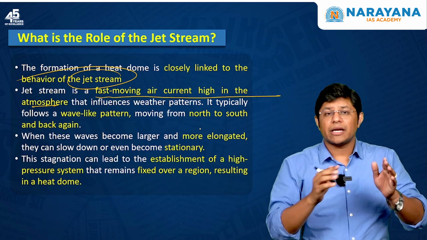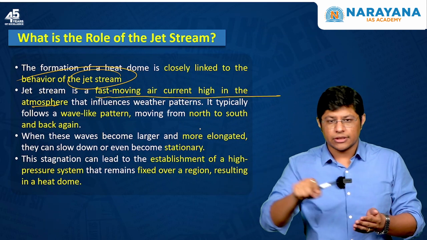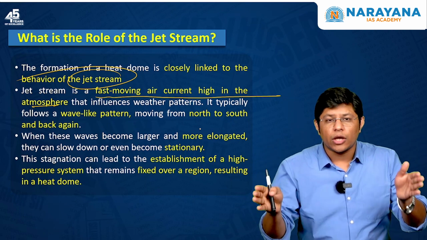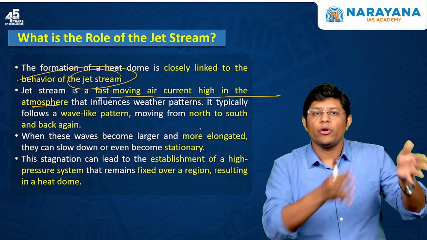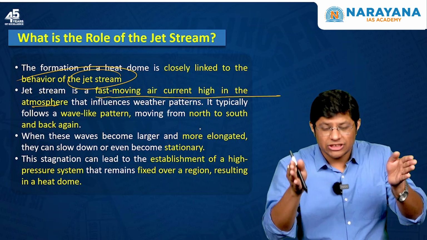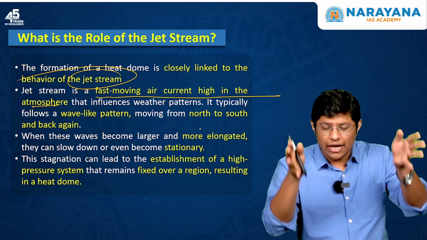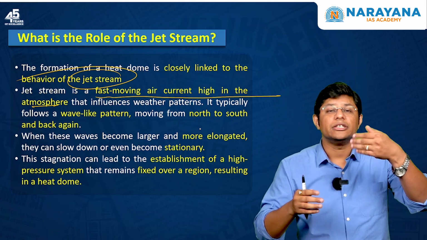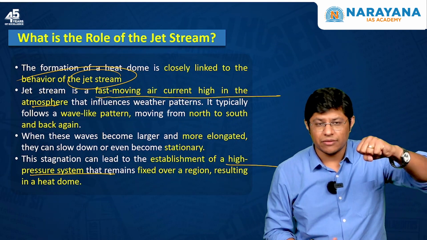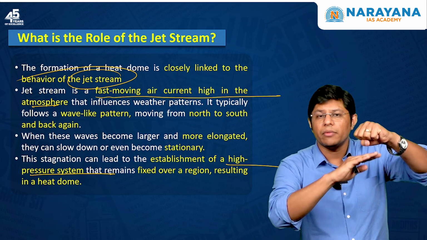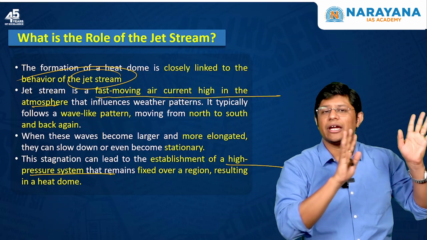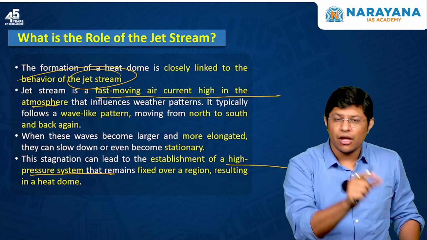Now, let's say these are the normal waves. When these waves become larger and elongated, they can slow down and become stationary. So jet streams are moving, but when the waves become larger and elongated, they become stationed at one place, leading to the establishment of a high pressure system. And this high pressure system will trap the warm air coming from the surface and make the region more hot. This is known as a heat dome, and the jet stream is the reason for the heat dome.